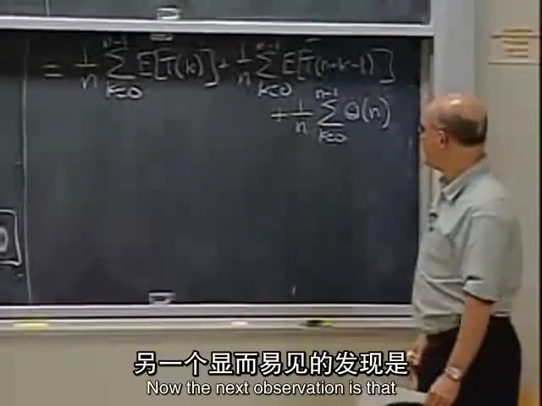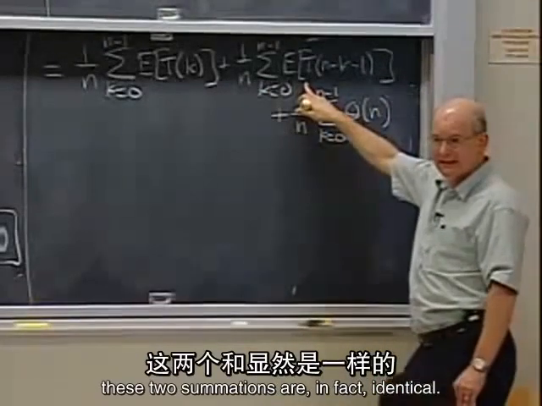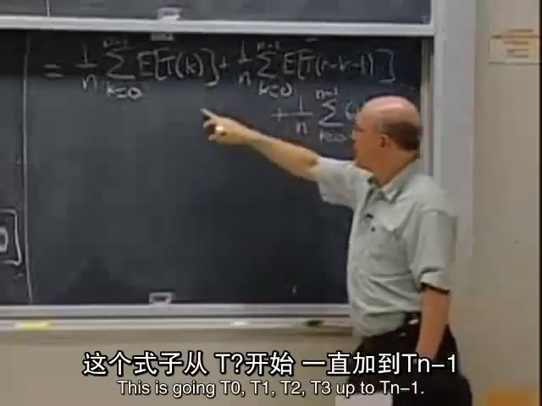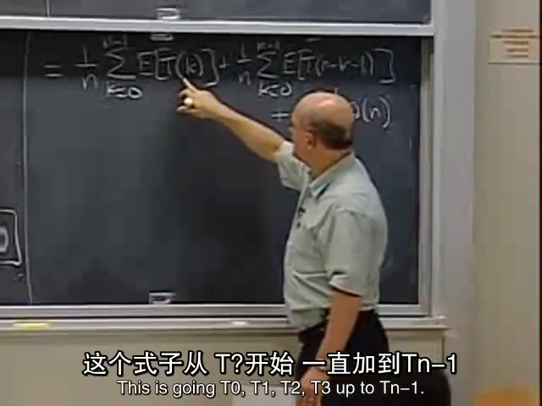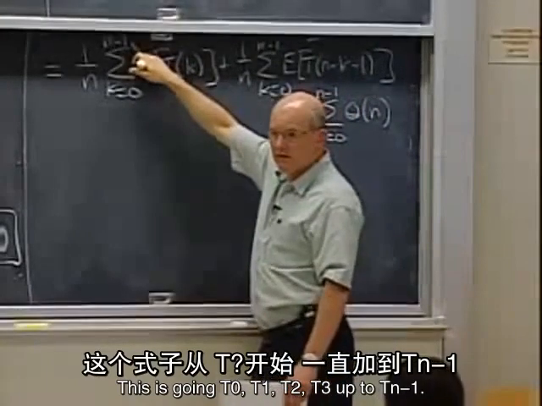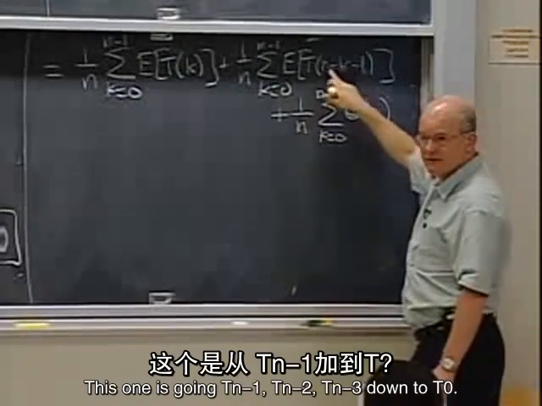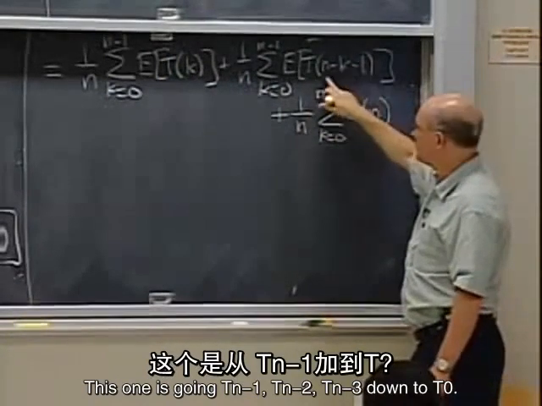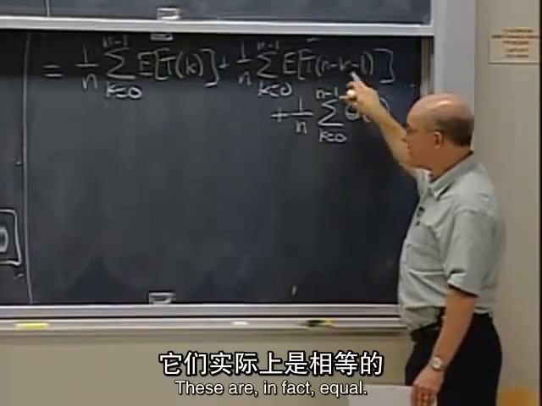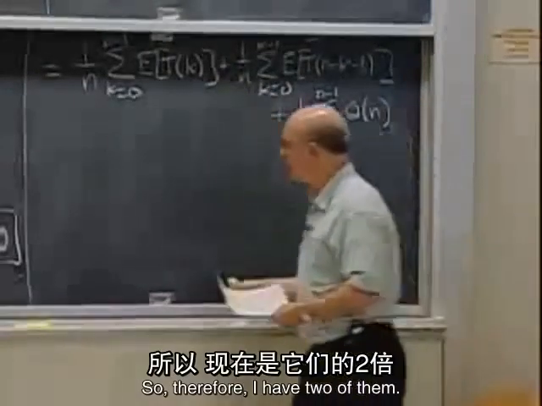Okay, so now the next observation is that these two summations are in fact identical. They're the same summation, just in a different order. This one is going t0, t1, t2, t3 up to t of n minus 1. This one is going t of n minus 1, t of n minus 2, t of n minus 3, down to t of 0. So these are in fact equal. So therefore I have two of them.